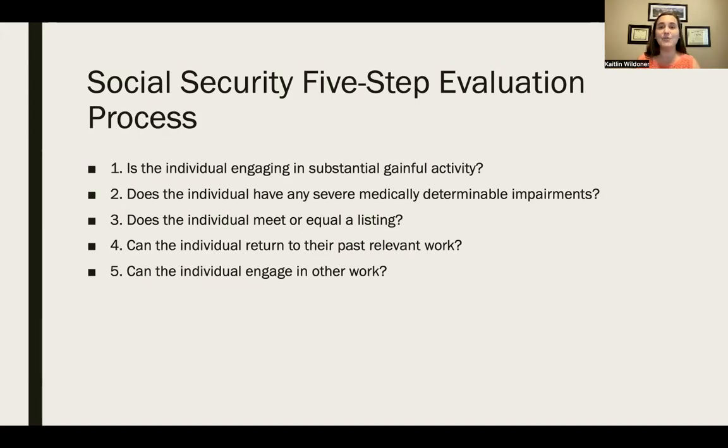If you are doing either of those, if you are working 20 hours a week or more, or you are earning $1,470 a month in gross earnings, you are not eligible for Social Security. They will deny it. They will say, we cannot evaluate the medical portion of your claim because you're engaging in substantial gainful activity. If you are not engaging in substantial gainful activity, then they look to step 2, where they look to see, okay, do you have at least one severe medically determinable impairment?